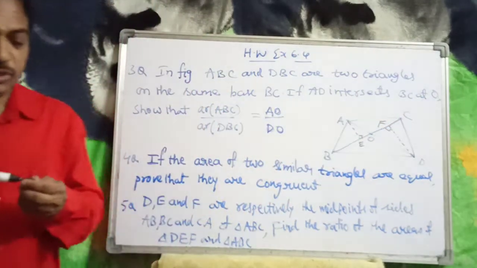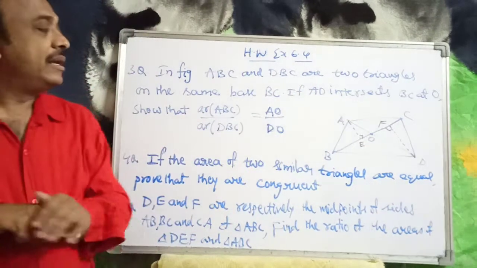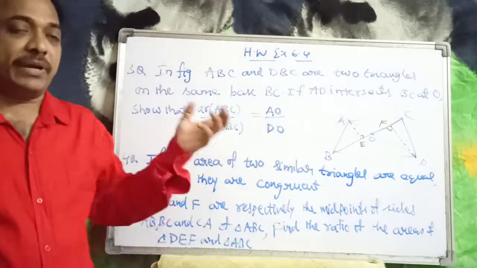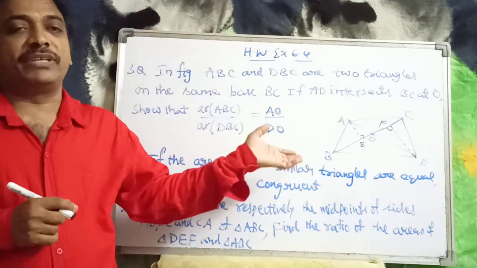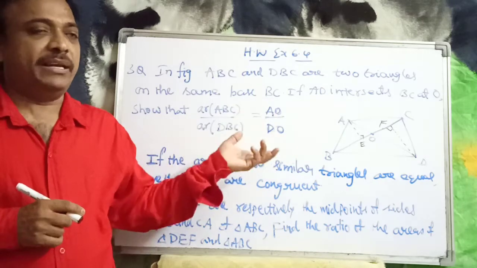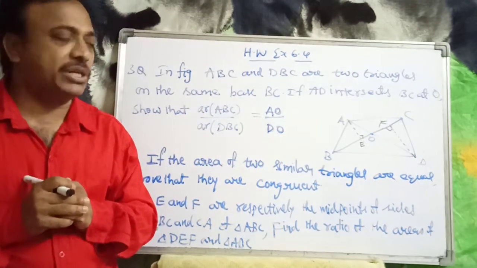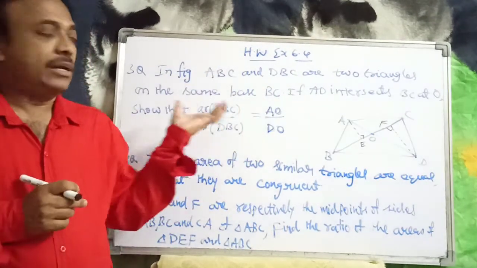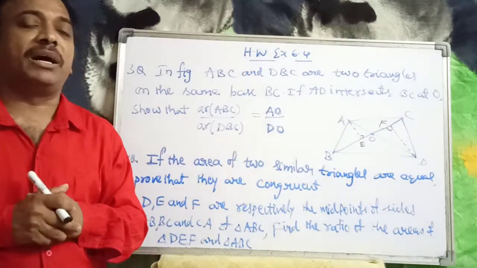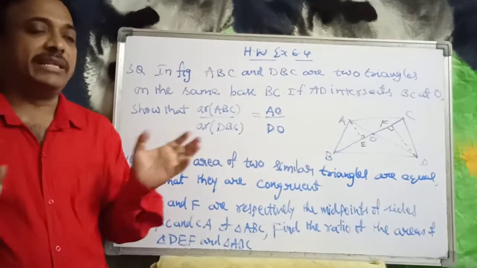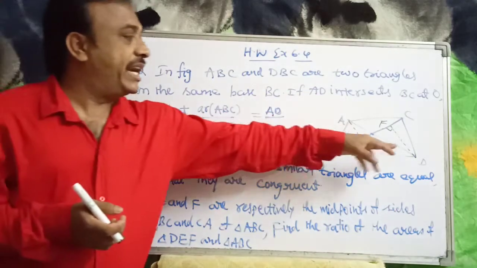Now you try to prove that triangle AOE and triangle DOF are similar triangles. When the triangles are similar, then the ratio of their corresponding sides will be equal. Then, from that, again you find the area of ABC and DBC by using the formula half into base into height.